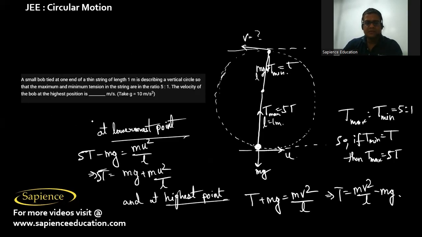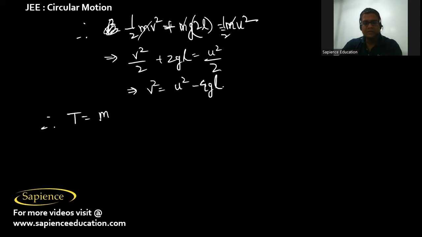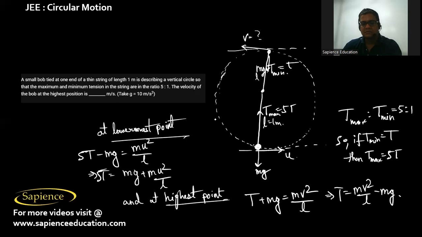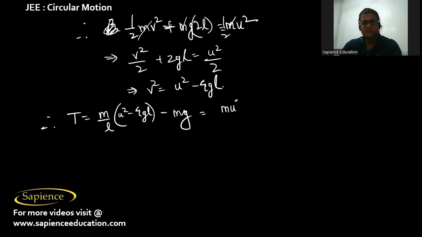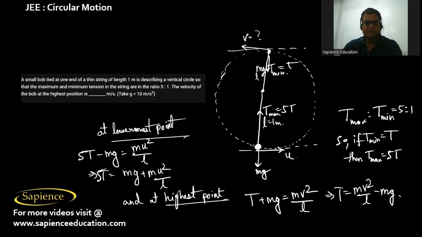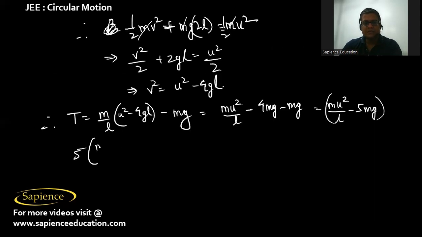So therefore, T will be equal to m by L into v square, that is u square minus 4gL, minus mg. So this will be equal to mu square by L minus 4mg minus mg. L will cancel. So this will be mu square by L minus 5mg. So now 5 times of T is mu square by L minus 5mg.